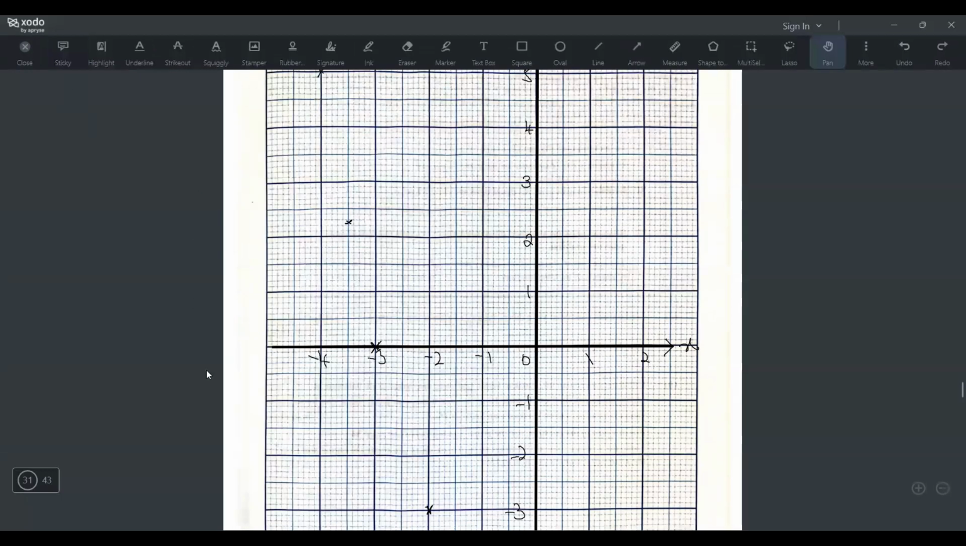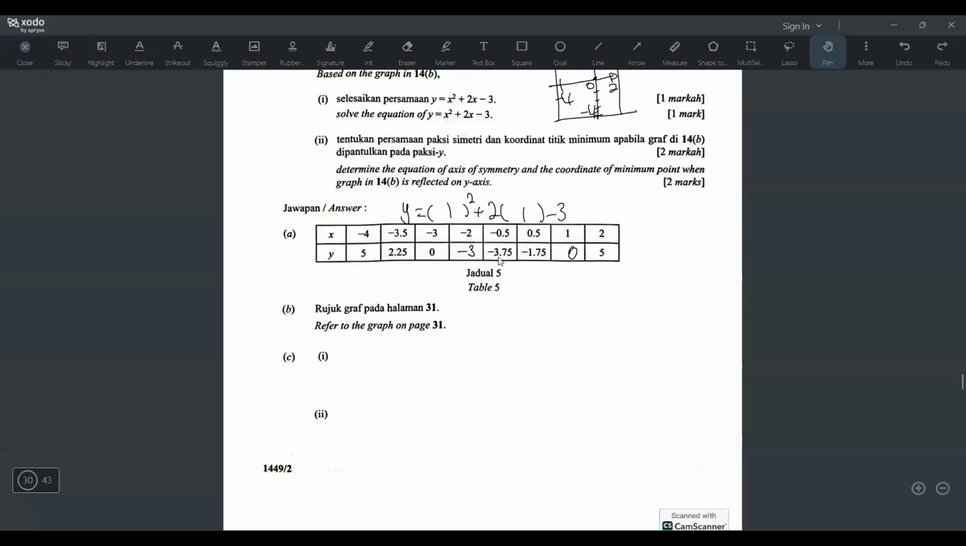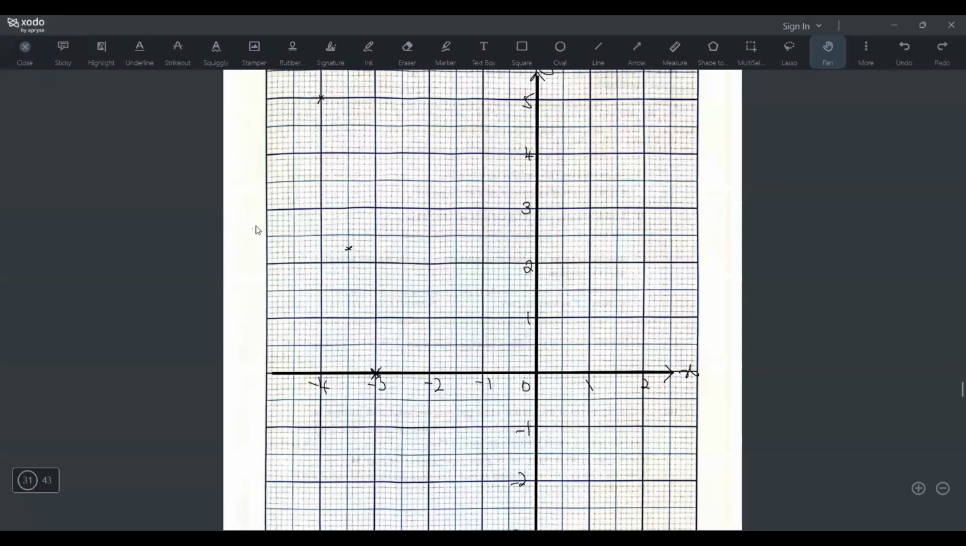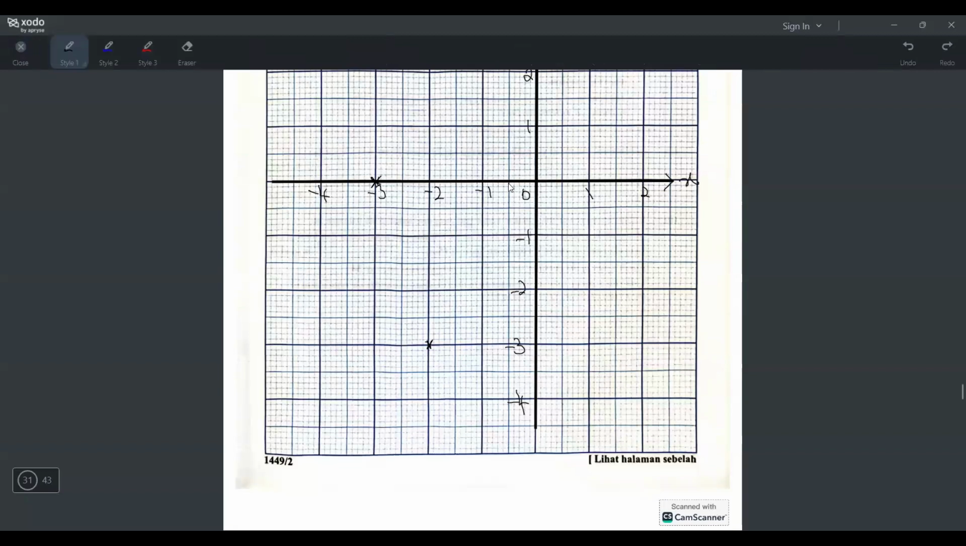Okay, done. Next one, -0.5, -3.75. -0.5 dekat mana? Dekat sini lah. 0 and -1 middle. But -3.75 dekat mana? Okay, you can turun sampai -4.